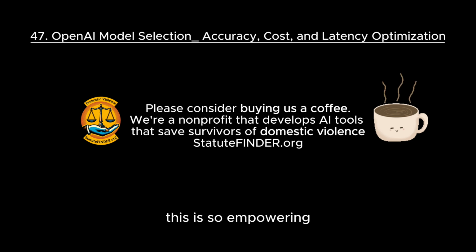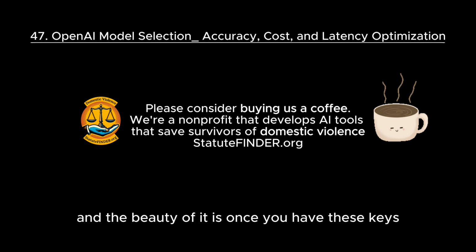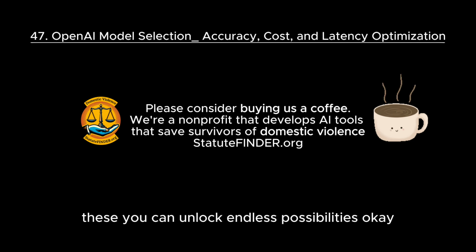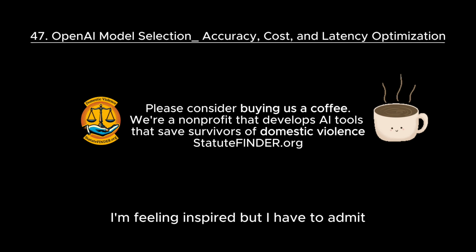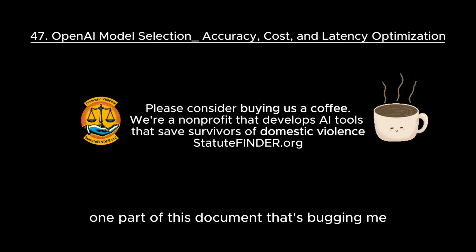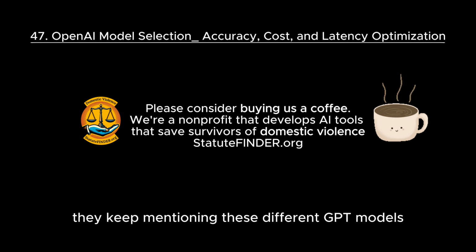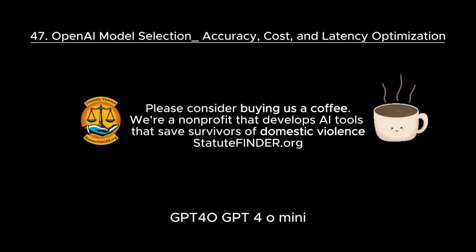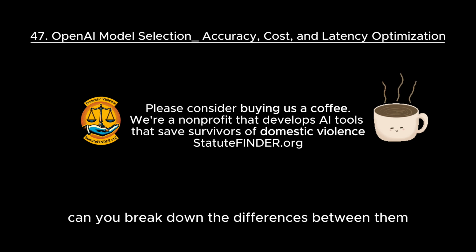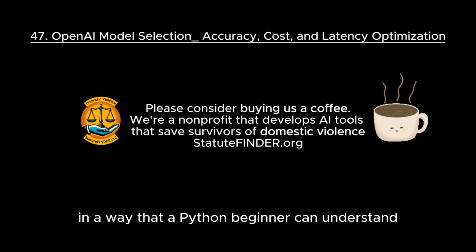This is so empowering. It's like they've given us the keys to the kingdom. I love that analogy, and the beauty of it is once you have these keys, you can unlock endless possibilities. Okay, I'm feeling inspired, but I have to admit there's still one part of this document that's bugging me. They keep mentioning these different GPT models, GPT-4o, GPT-4o mini. Can you break down the differences between them in a way that a Python beginner can understand?